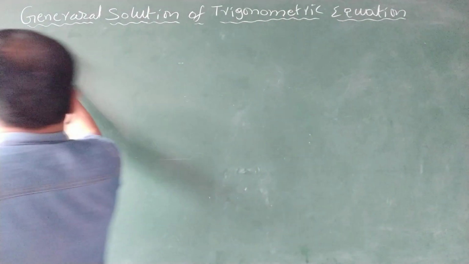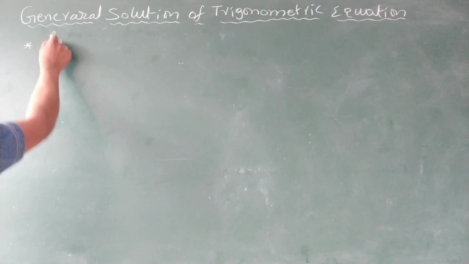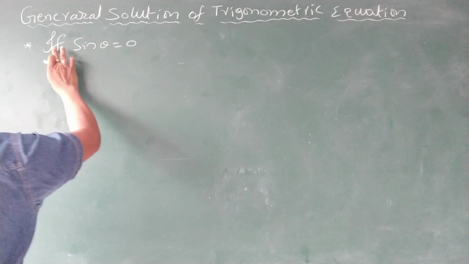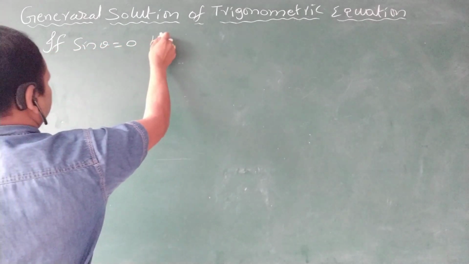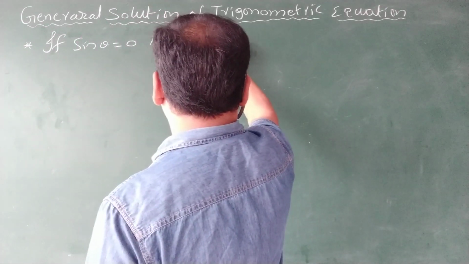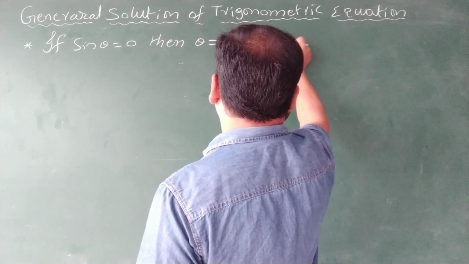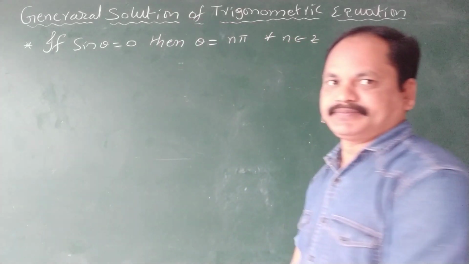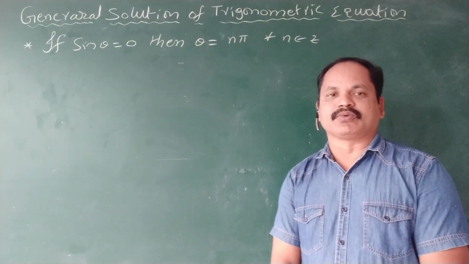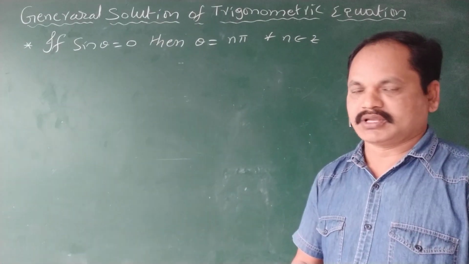Now the first one. If sine theta is equal to 0, then theta is equal to n pi for all n belongs to Z. This is the general solution for the equation sine theta is equal to 0.